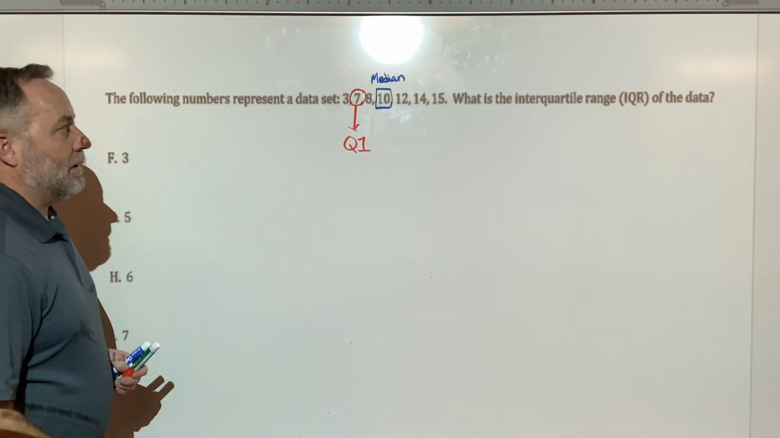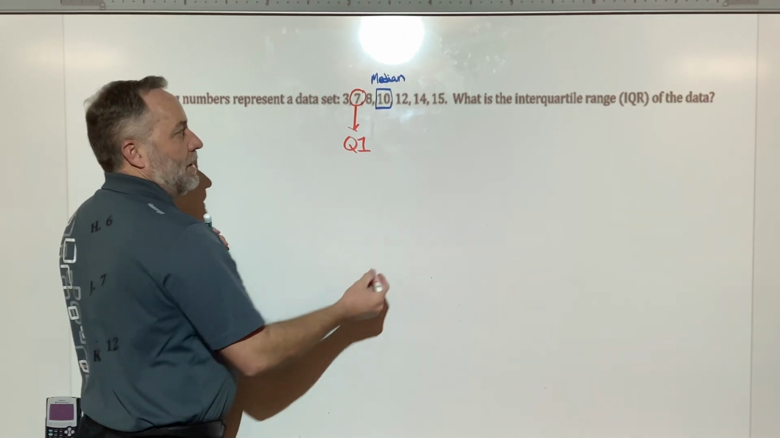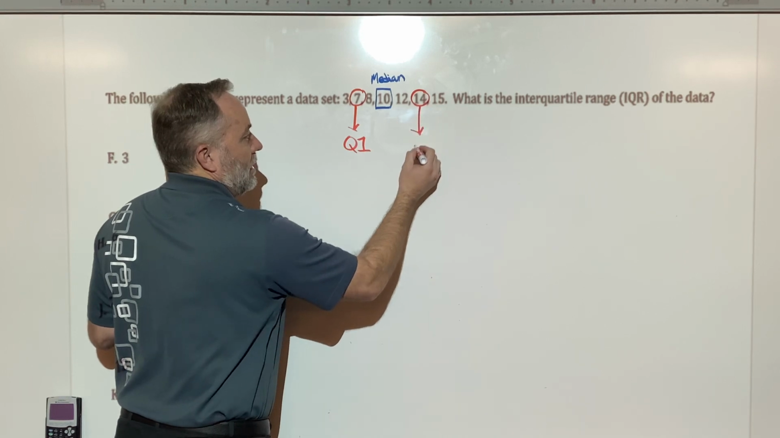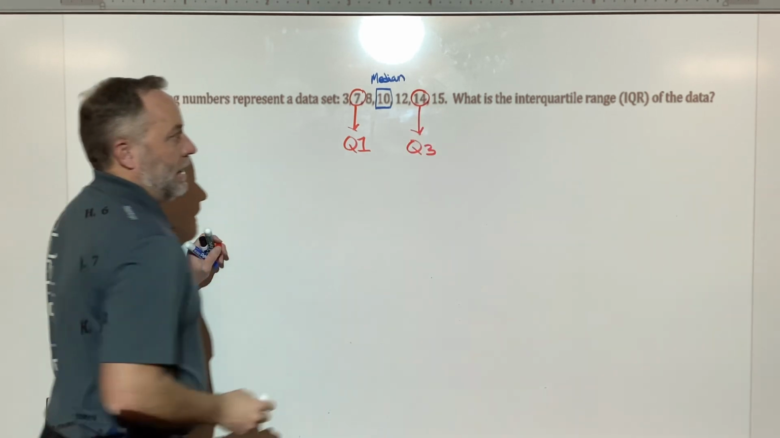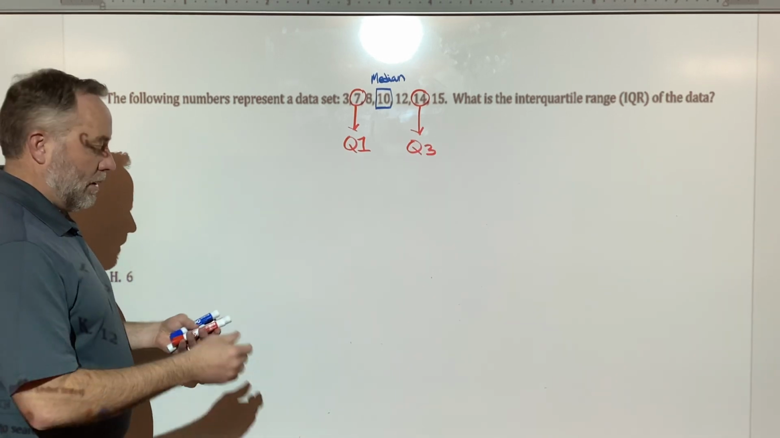Okay, we do the same thing to the top half. Again, there's just 3 numbers. We want the median of the top half, and that is this 14. And so this is quartile 3. We have now split the data up into fourths, or into quarters.